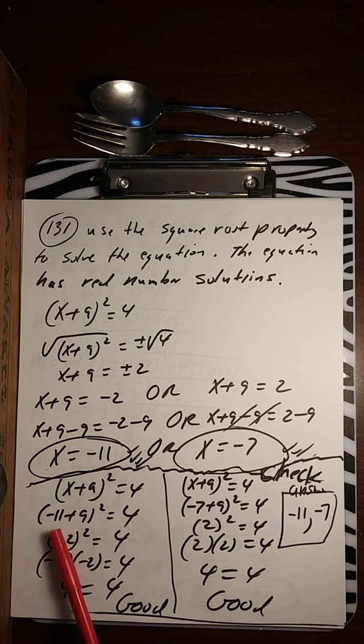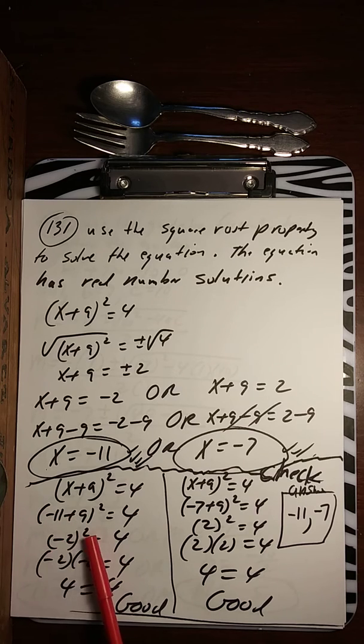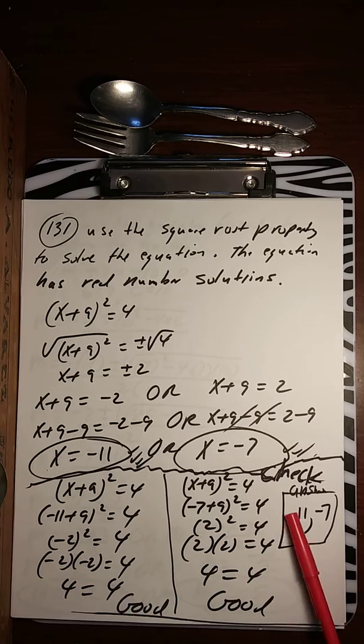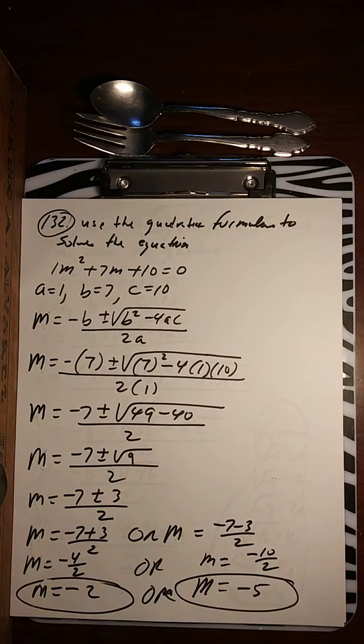Put them in there. See if it works. Negative 11 plus 9 is negative 2. Negative 2 squared is 4. 4 equals 4. And then this one. 9 and negative 7 is going to give you 2. 2 squared is 4. Both work. So negative 11 and negative 7 both work.